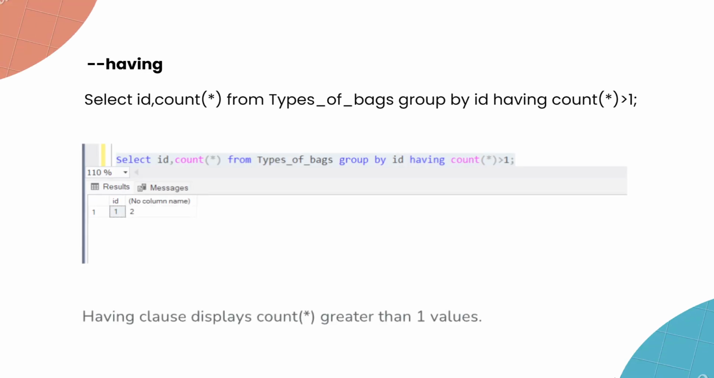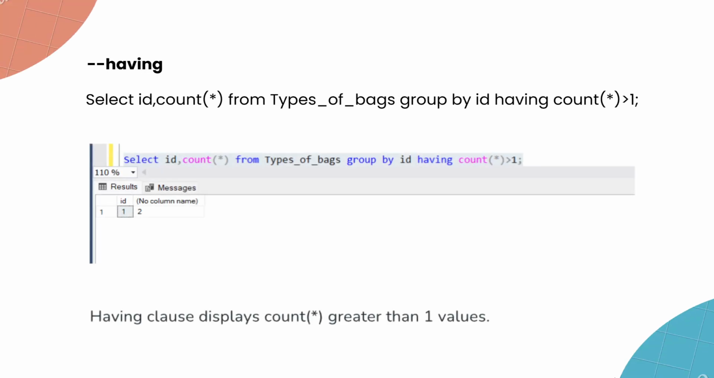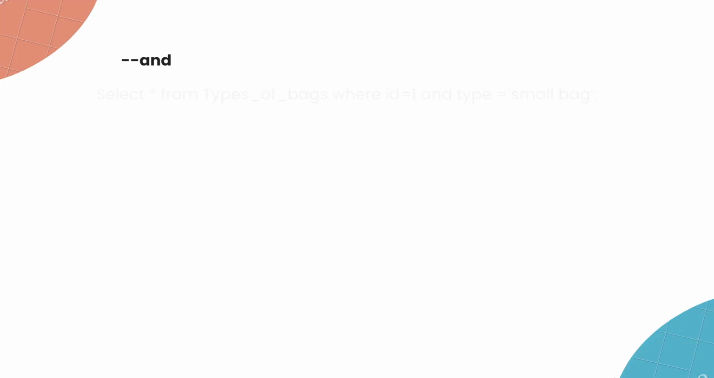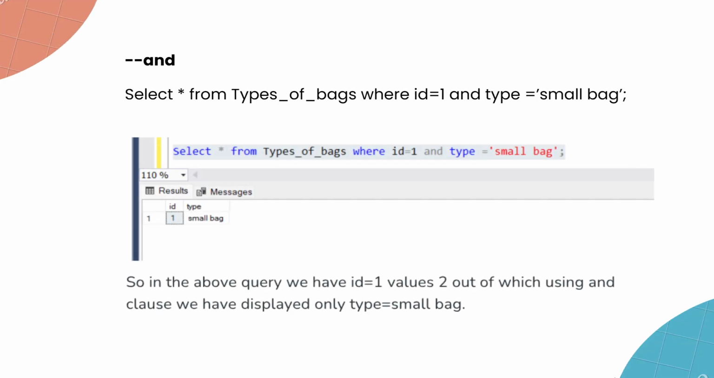Here is an example of the having clause. The having clause displays count values greater than 1. Here is an example of the AND clause. In the above query, we have id equal to 1, which gives 2 rows, out of which, using the AND clause, we have displayed only type equal to small bag.